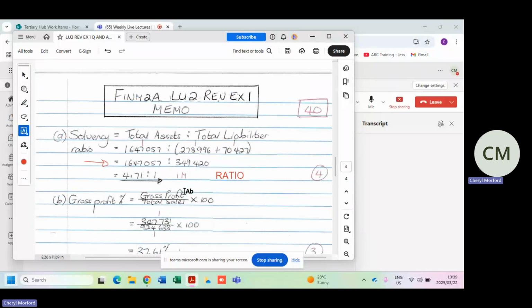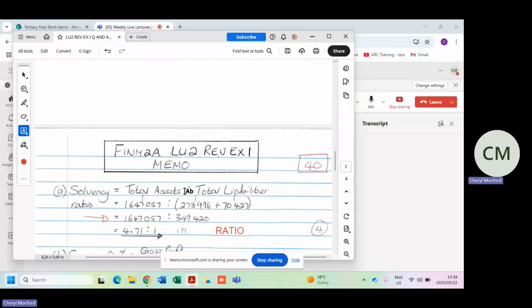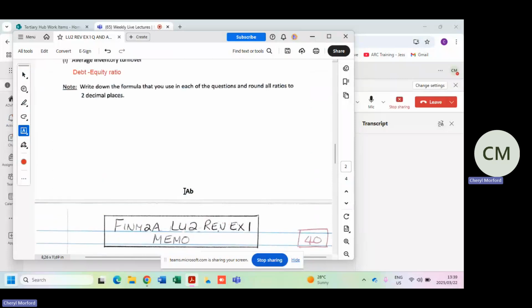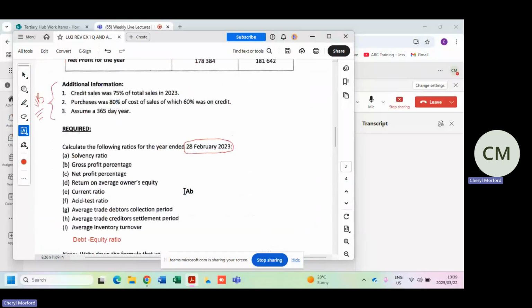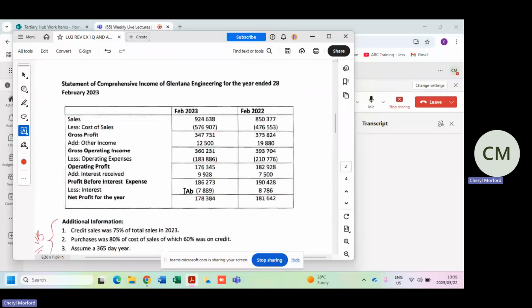Now we're going to move on to the profitability ratios, and there's 3 of them: gross profit percent, net profit percent, and return on average owner's equity. So to find this, we need to look at the income statement. So the formula is your gross profit as a percentage of your total sales. So what are the numbers that we are looking for?